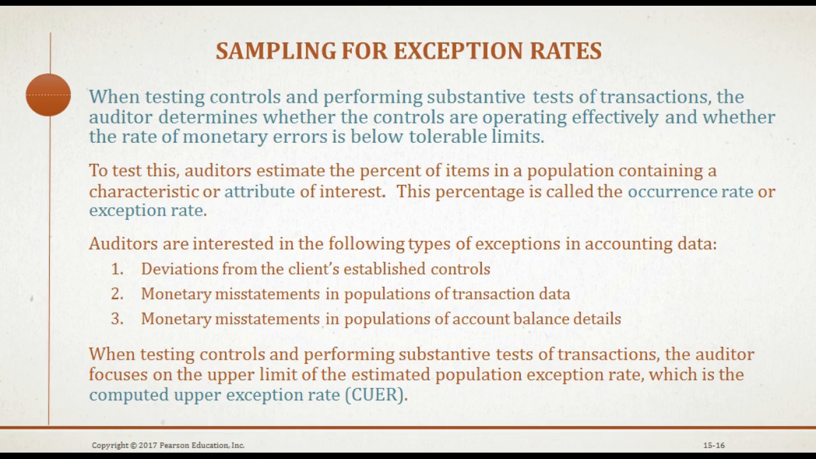Auditors are interested in the following types of exceptions in accounting data, which are the deviations from the client's established controls, monetary misstatements in populations of transaction data, and monetary misstatements in populations of account balance details. When testing controls and performing substantive tests of transactions, the auditor focuses on the upper limit of the estimated population exception rate, which is the computed upper exception rate, or CUER.